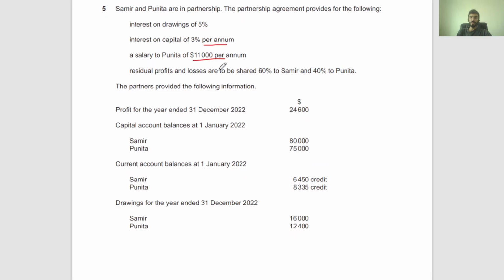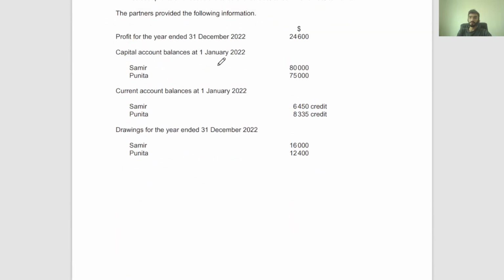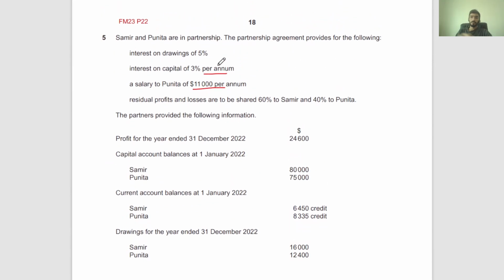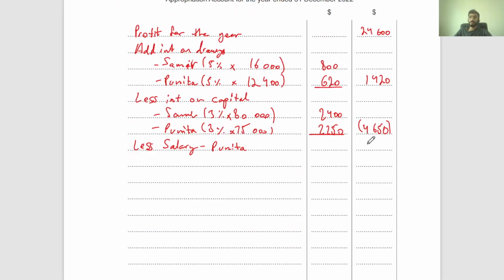Okay. Do we need to make any adjustments? Apparently no. A very simple and straightforward question. 11,000. It's a salary paid from the partnership to one of the partners, so we deduct. By the way, this 11,000 doesn't disappear. It ends up in Punita's current account. Okay, fine. Let's just calculate what is known as distributable profit, or we can say residual profit if you want. It's up to you. It's all good.